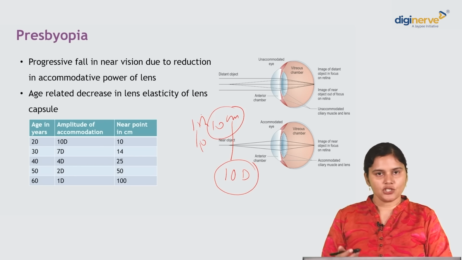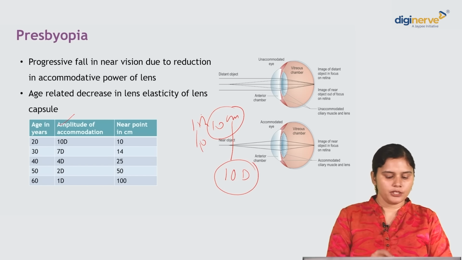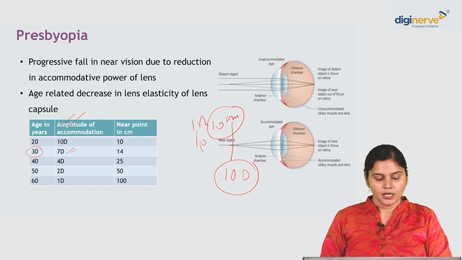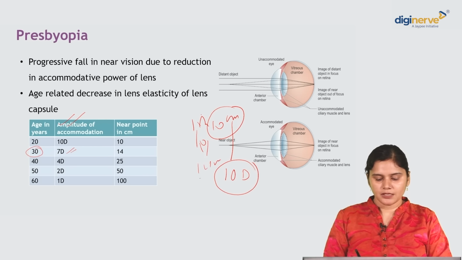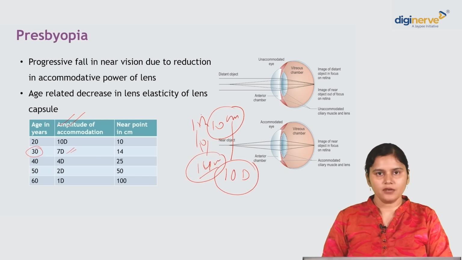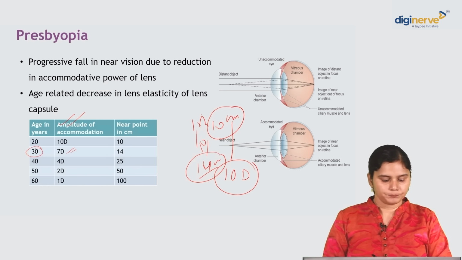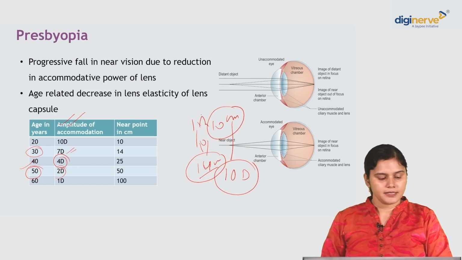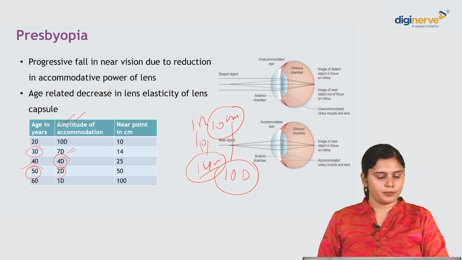But as your age increases, the accommodation amplitude decreases to 7 diopters at 30 years of age. If it is 7 diopters, that means the near point recedes to around 14 centimeters, means that you will be able to see near objects only at 14 centimeters, and if you move them closer, they will be blurred. At 40 years of age, the accommodation amplitude is only 4 diopters. At 50 years of age, it's around 2 diopters, and at 60, it is only left to 1 diopter.